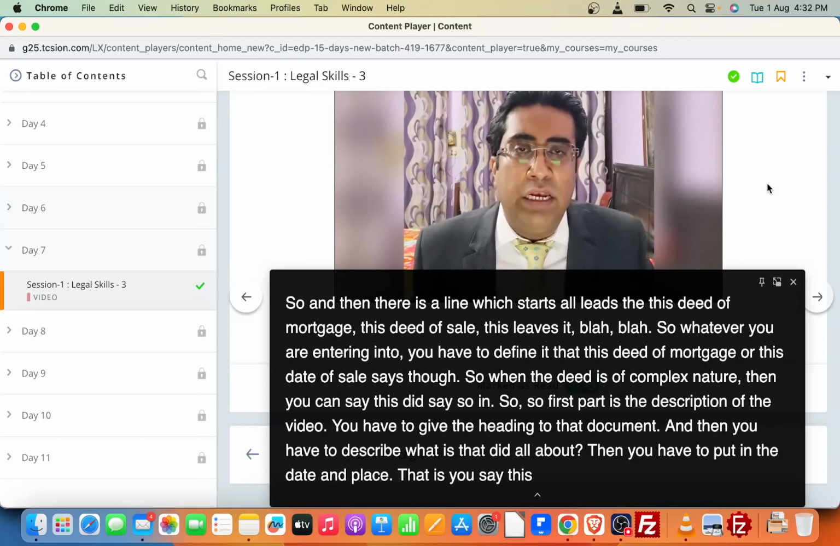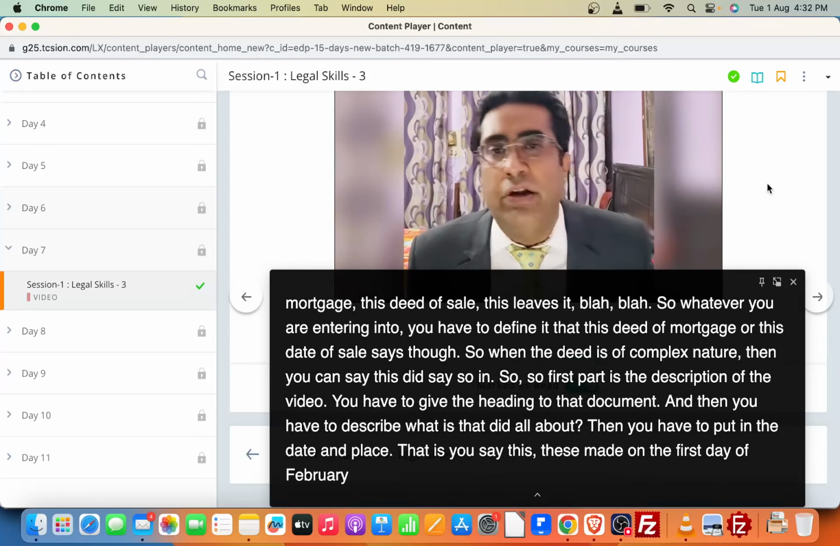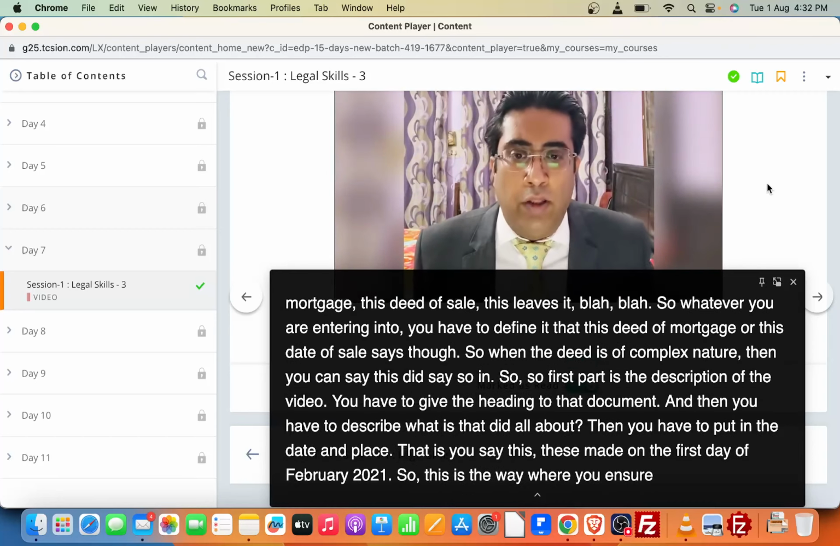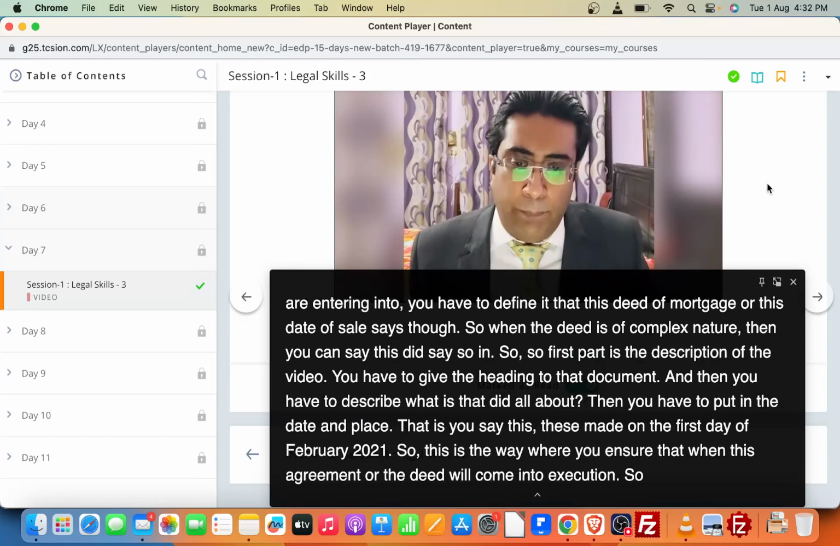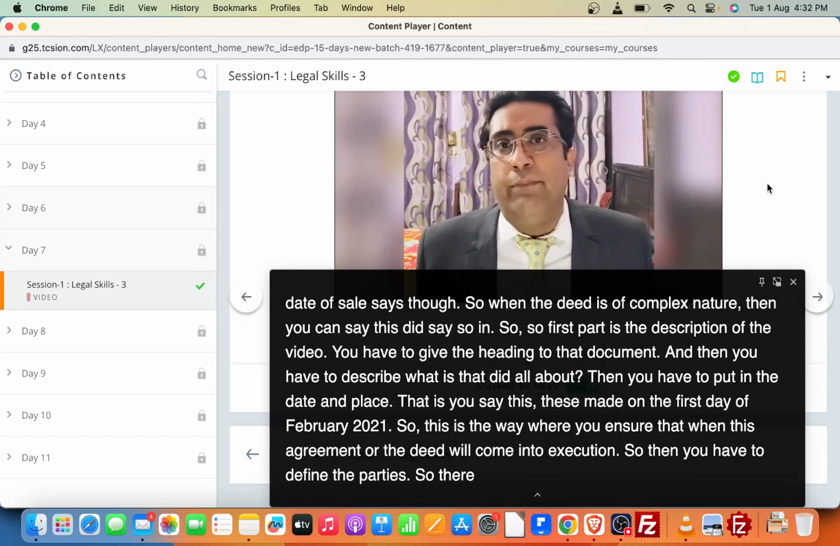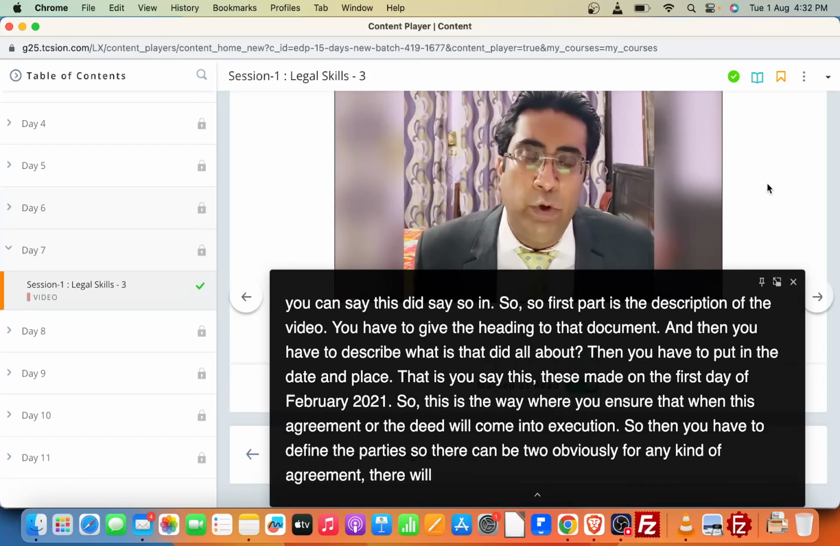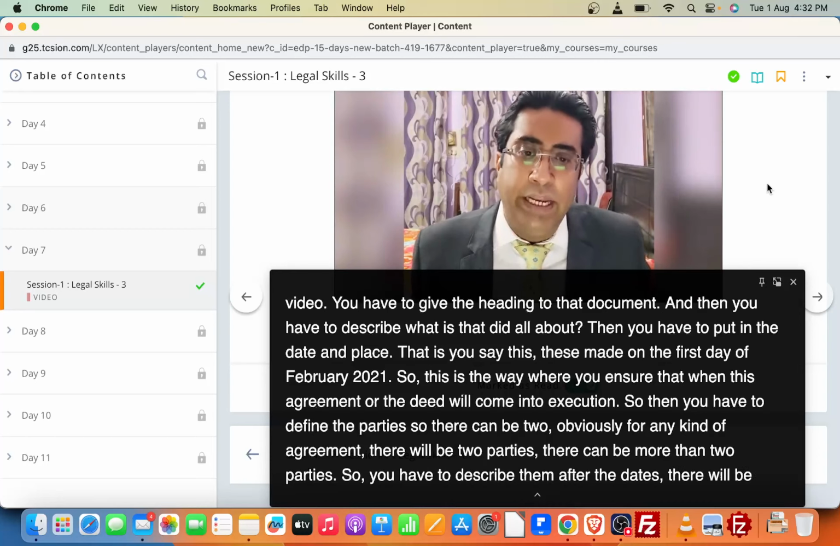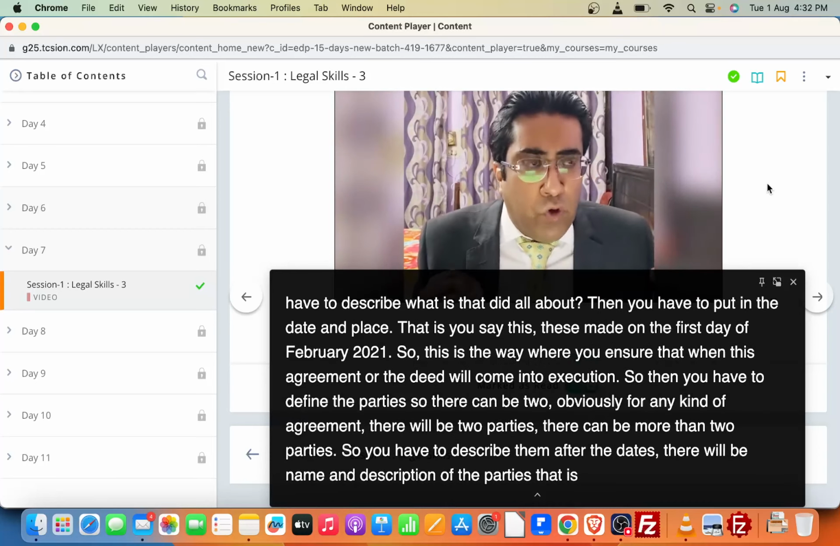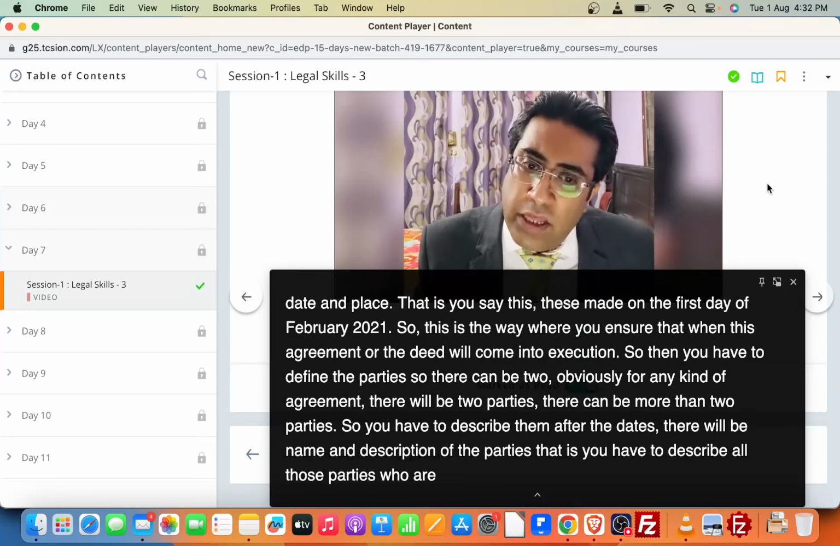That is, you say this lease made on the first day of February 2021. This is the way where you ensure when this agreement or deed will come into execution. Then you have to define the parties. Obviously, for any kind of agreement, there will be two parties. There can be more than two parties, so you have to describe them. After the date, there will be the name and description of the parties. That is, you have to describe all those parties who are necessary and proper parties.